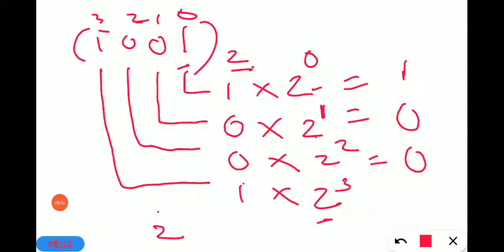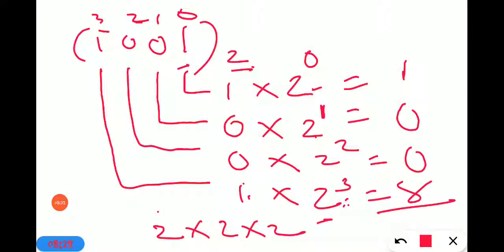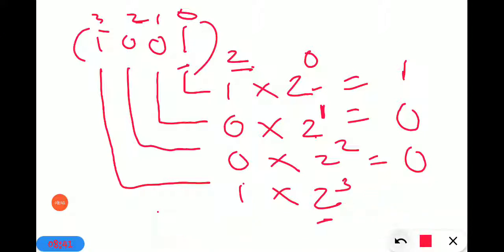पहले 2 लिख दो, ऊपर कौन सा नंबर है? 3. So this 2 counted 3 times, मतलब 3 times यहाँ पे ऐसे लिख दो. What is the answer of 2 raised to 3? 2 2s are 4, 4 2s are 8. So 8 1s are 8. Now add all these 4 numbers. What is the answer of it? 9. So 1 0 0 1 means 9. Clear, everyone? Clear or not? So this is the second method of how you can perform binary to decimal conversion.